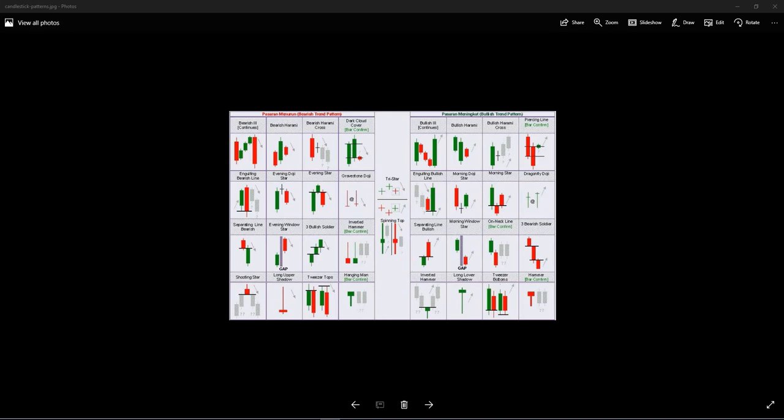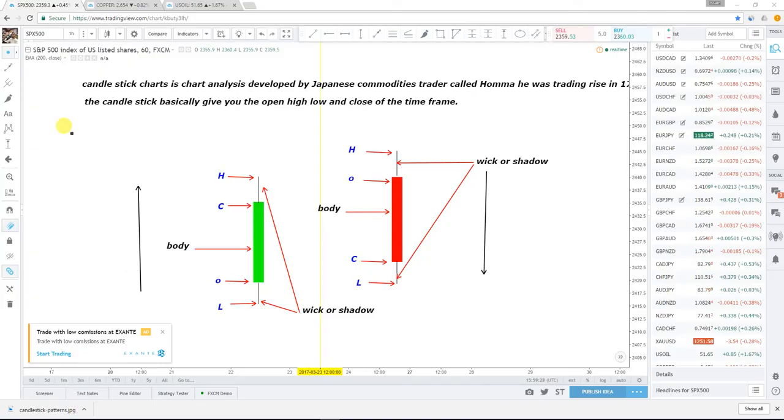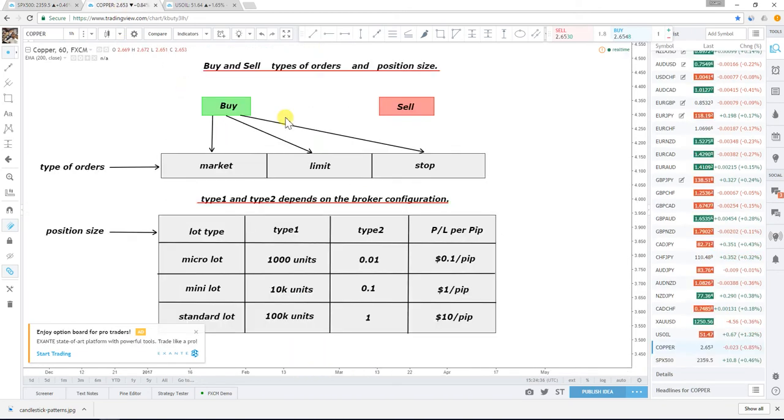All right, I think that's all you have to know about the candlestick chart. Let me move quickly to the next question. In the next question, I will talk about how to buy and sell, and I will talk about types of orders and the position size. Well, either you are going to buy or sell in the market.